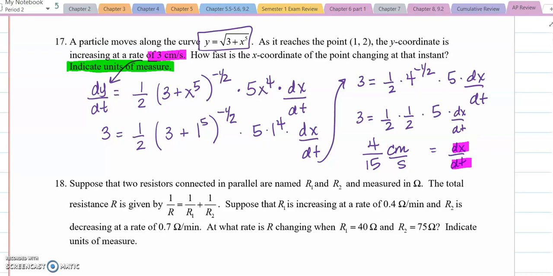One last thing about the problem, a clue that you're going to have to use a related rate is this phrase right here, or a variation of that phrase. How fast is the x-coordinate of the point changing at that instant? So "at that instant" indicates a particular moment in time, and they're also talking about how fast, so how the variable is changing.